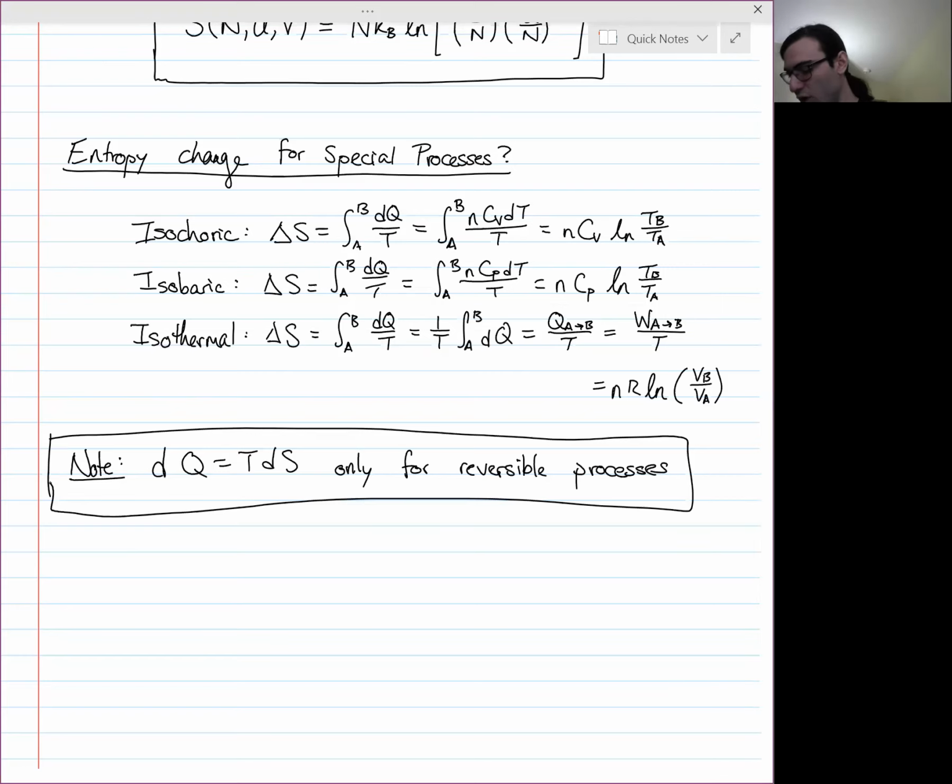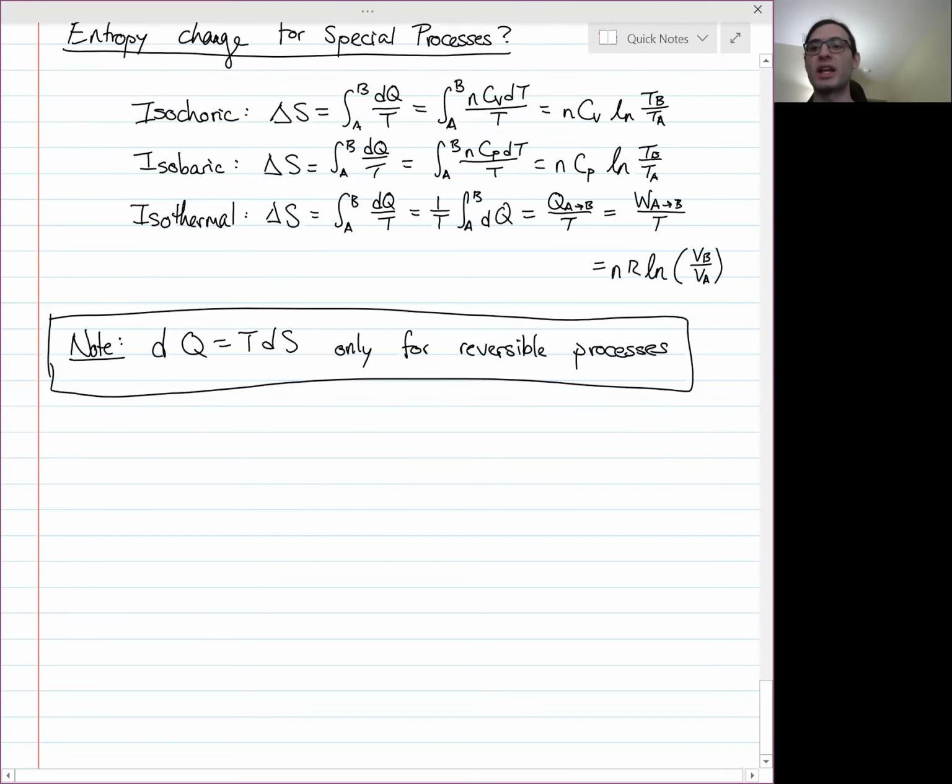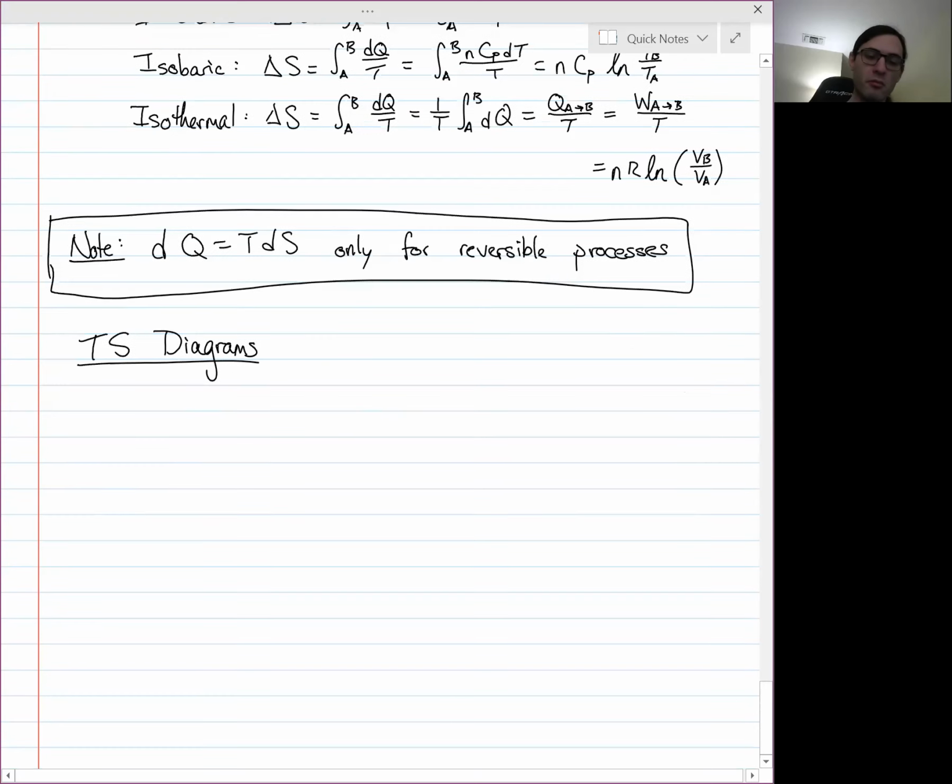But first I want to introduce a new thing. We had PV diagrams, which basically allow you to find the area under the curve, which gives you the work. We can introduce similar things, TS diagrams, which are the exact same thing, except the area under the curve for a process gives you the heat during the process, not the work. So the example here is you have T, you have S, and a process that goes from A to B in TS space. The area under the curve is Q.